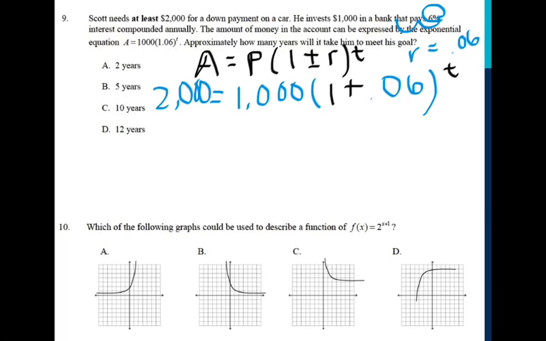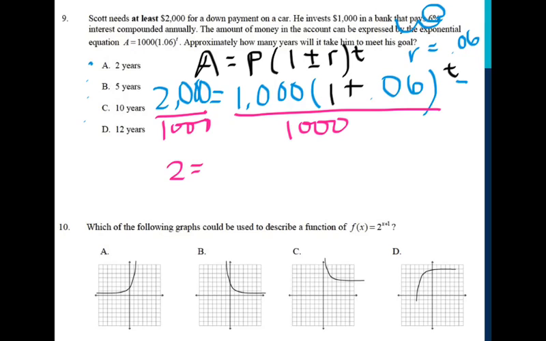$2,000. Again, since it's multiple choice, you can plug in each of these answers for t and see which one will give you 2,000. That's not the technical way to do it, though. The technical way is to divide by 1,000 first on both sides.